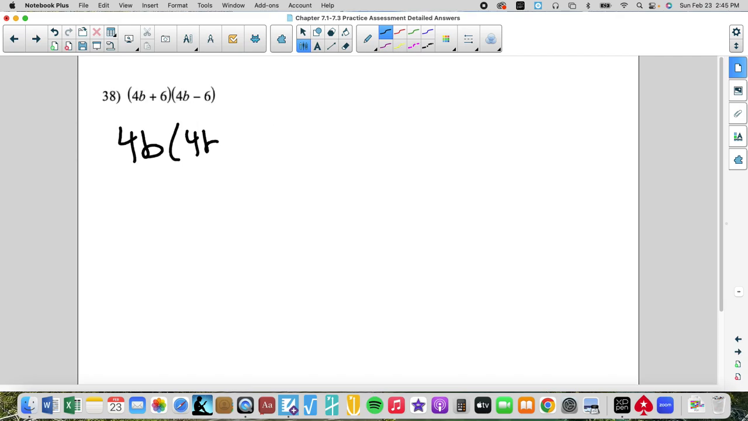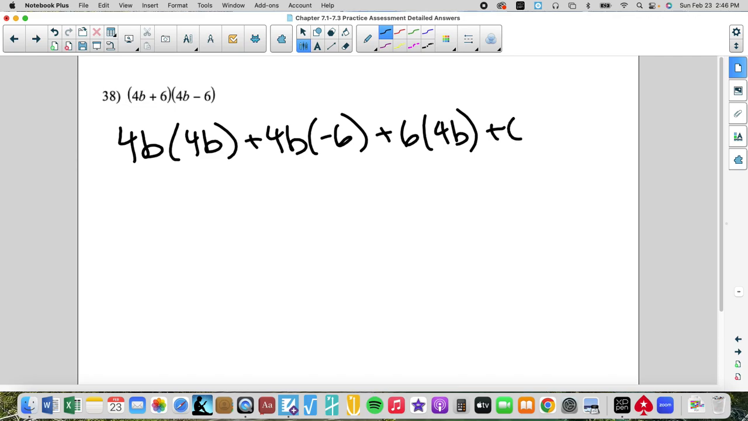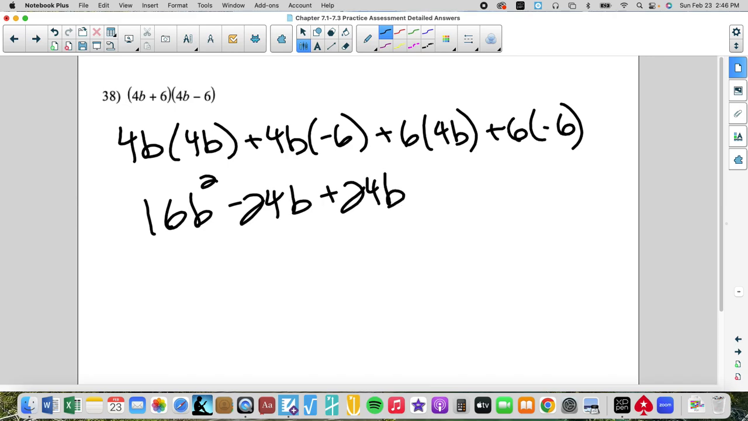4b times 4b plus 4b times negative 6 plus 6 times 4b plus 6 times negative 6. 4b times 4b is 16b squared. I know my b's and my 6's look very similar. I don't know how I changed that. That's negative 24b plus 24b minus 36. 16b squared minus 36. The negative 24b and positive 24b cancel.